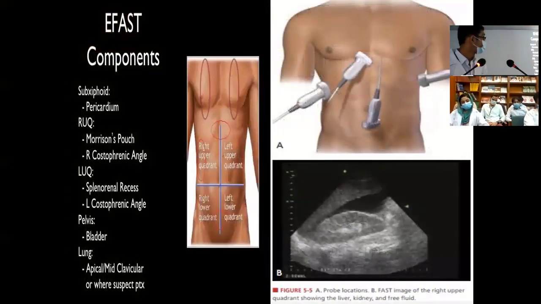In EFAST, we must perform 4 quadrants. First, the subxiphoid view. It will assess any pericardial fluid. Then, right upper quadrant, it will include Morrison's pouch or any right costophrenic angle fluid. In left upper quadrant, we will see any spleen trauma or fluid around spleen and kidney. And in the last, suprapubic, to see any fluid around the bladder.